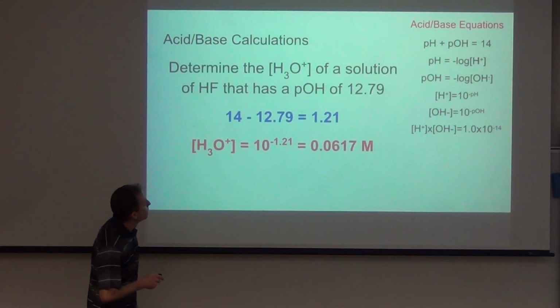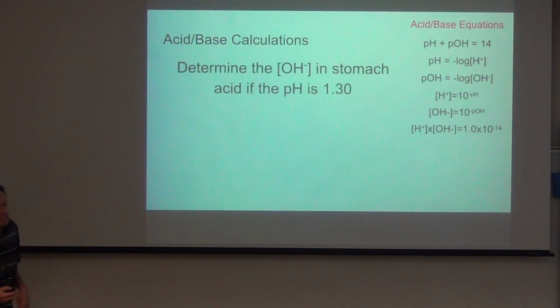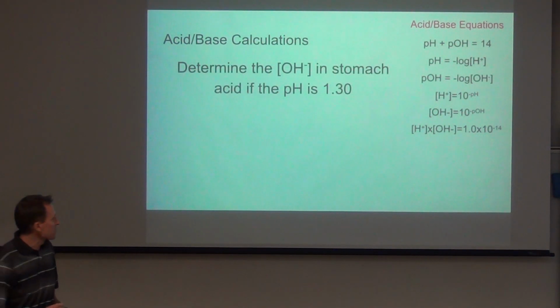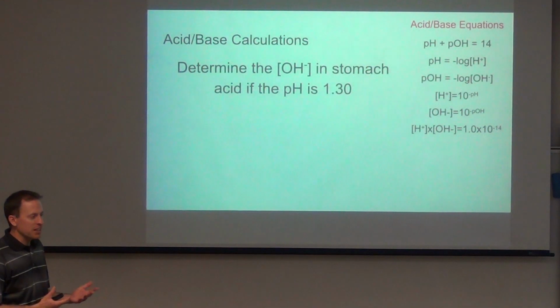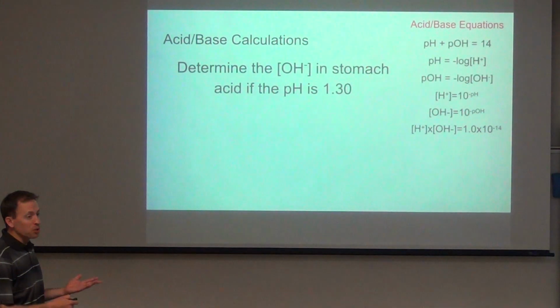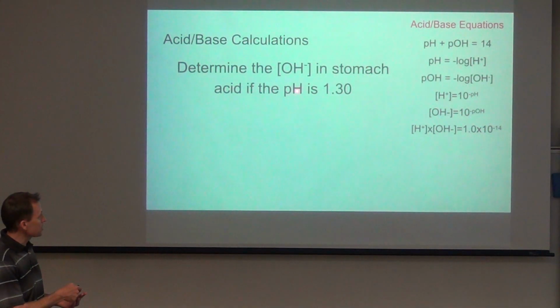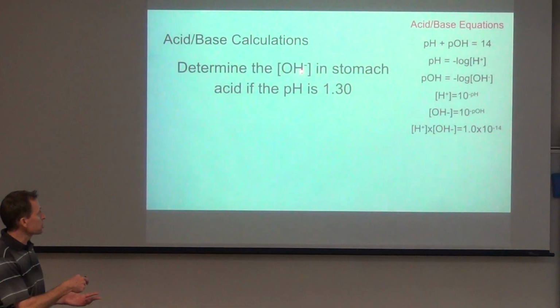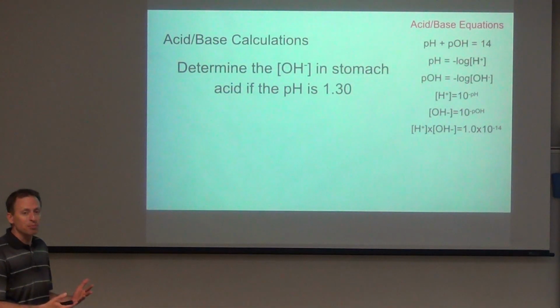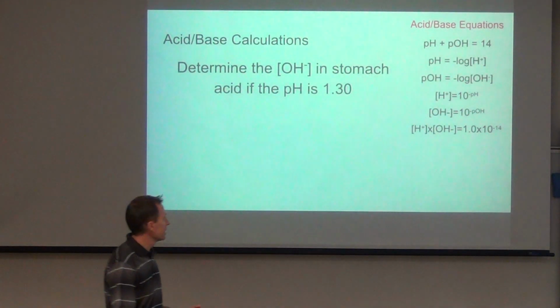Second one. I want the concentration of hydroxide in my stomach, and I have a pH of 1.3. Okay? So I'll give you about 10, 15 seconds. What's your game plan? I know this for a fact. This is pH, that's H. This is OH. It can't be one step. I'll tell you that now. If this was H plus, then it's 1 step. If this is pOH, that'd be 1 step. So do you have a game plan?